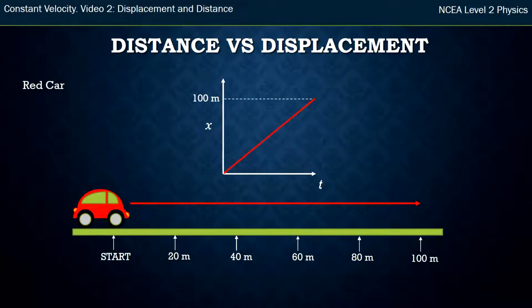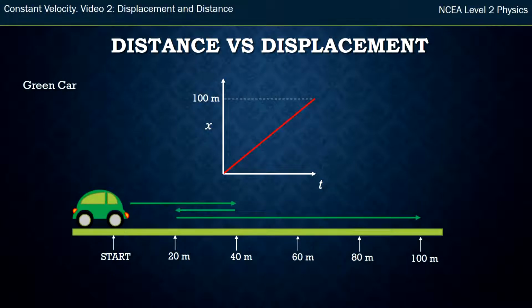Right, so the red car starts at the 0 position and moves to the 100 meters over a time period here, and this is the graph we've got of it. We only really need its starting position and its final position, 100 meters, to work out how far it's gone. It's gone from 0 to 100 meters. What if we had a more complicated situation?